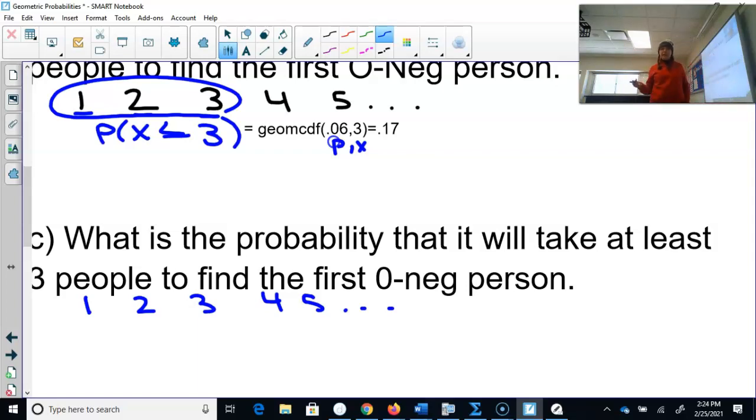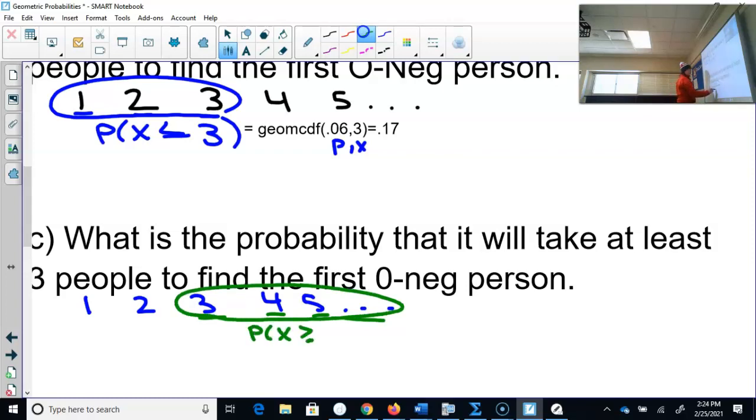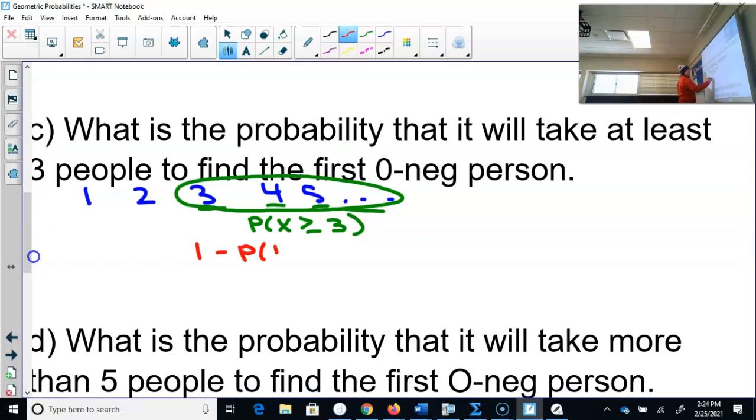What is the probability it takes at least 3 people to find the first O negative person? That means at least 3 could be the third person, the fourth person, the fifth person, or dot, dot, dot. Keep continuing. This is what I want. So the probability that X is greater than or equal to 3 is what I want. Well, unfortunately, that doesn't work. I can't use my calculator for that. I need it to be a less than or equal to if we scroll back or you look at your notes. So anytime this happens, just like the binomial distribution, whenever it's a greater than or equal to inequality, we need to do the complement rule, which means I need to do 1 minus the probability of what I don't want. This is what I want. This is what I don't want. So I'm going to do 1 minus the probability that X is less than or equal to 2.